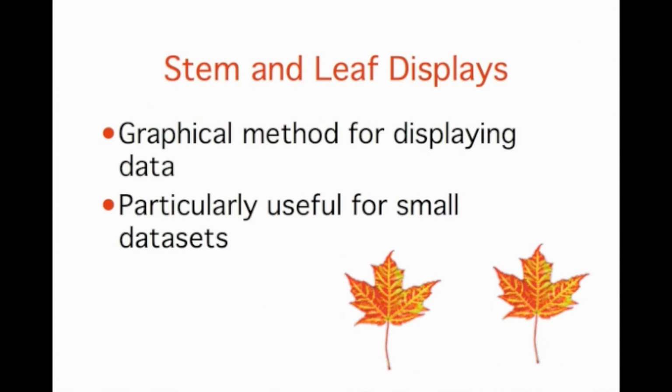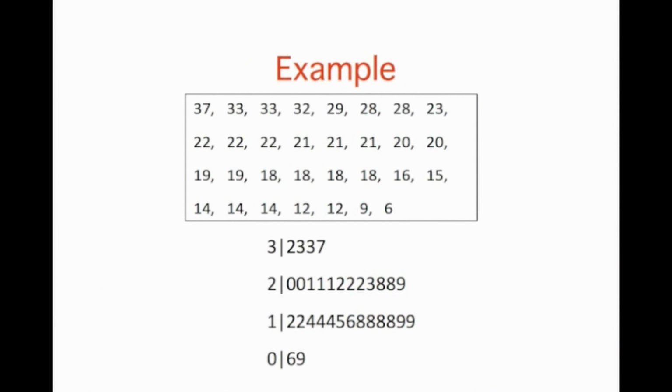A stem and leaf display is a graphical method of displaying data. It is particularly useful when your data are not too numerous. In this section, we will explain how to construct and interpret this kind of graph. As usual, an example will get us started.